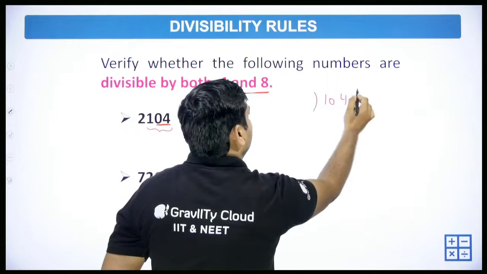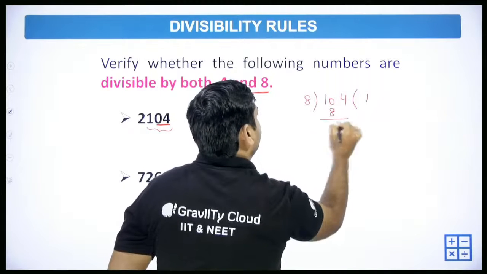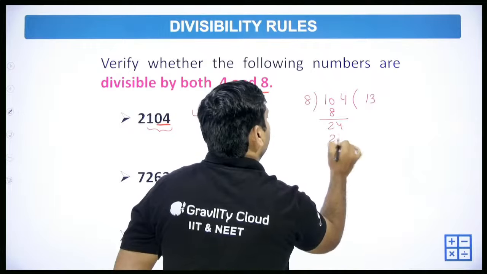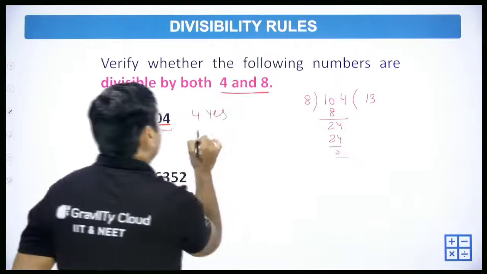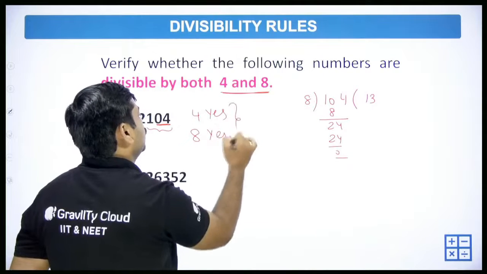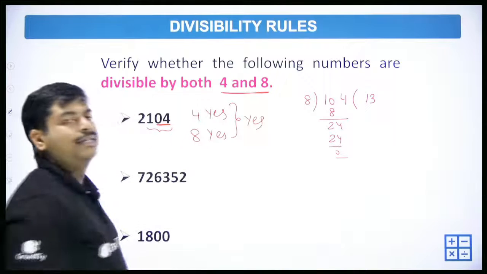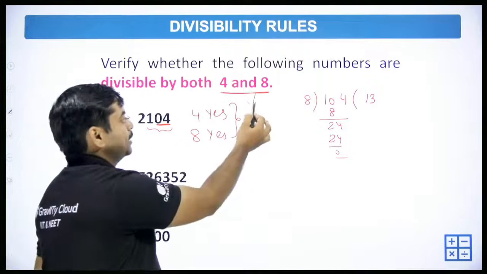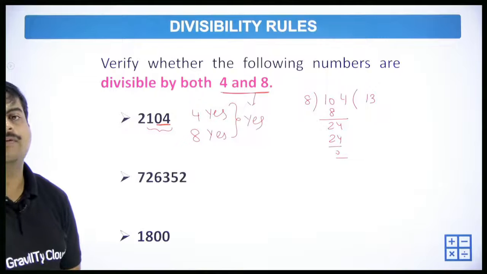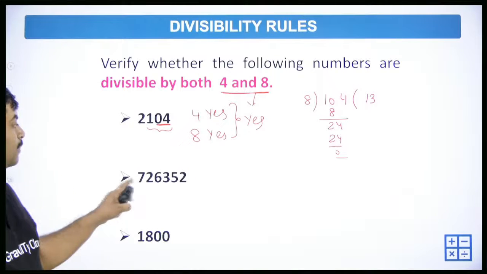104 and 8. 8 ones are 8 and 2 4. 8 13s are 24. And yes, you can say that 8 is also yes. So yes for both of them. It is divisible by 4 and 8. Okay. What is the next one?